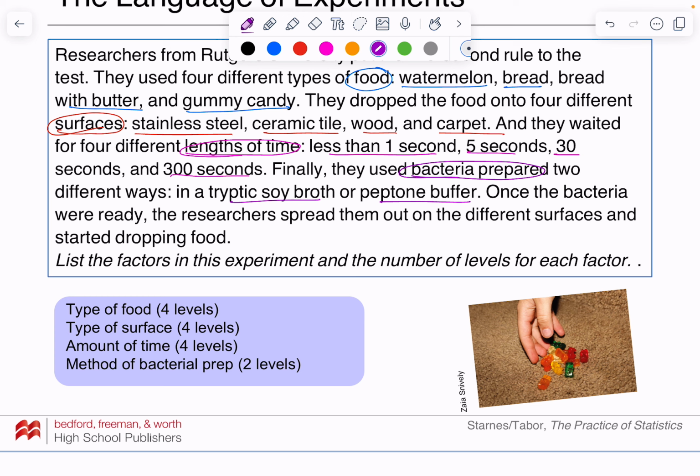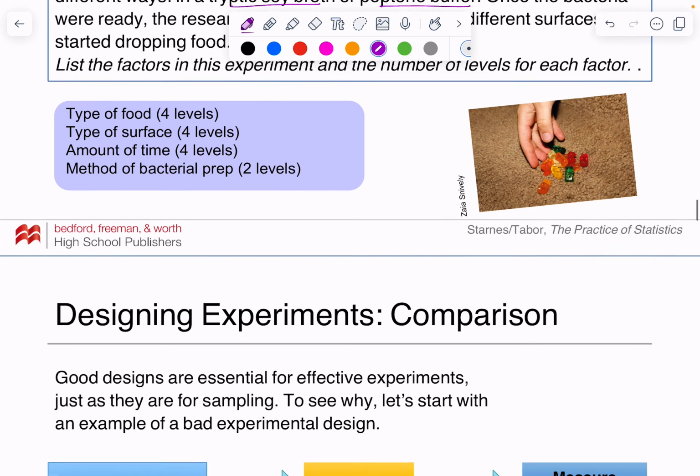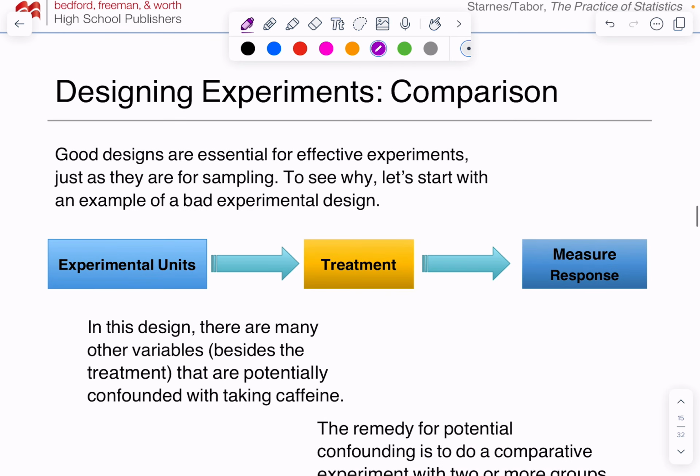Okay, so again, factor, what we're changing, level, how many of those there are. Like how many of each factor there are. Okay, so when we want to design our experiment, this right here, we have our experimental units, give them the treatment, and measure their response.